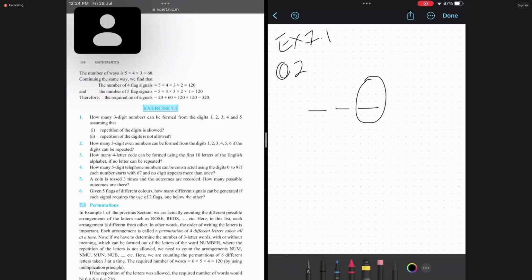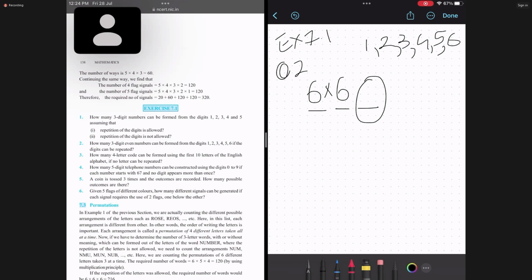No condition has been imposed upon the digit at the hundreds place and tens place, so we can fill them in 6 ways, correct? Because we have 1, 2, 3, 4, 5, and 6 to make up the number. So 6 into 6, because there is no restriction on using any digit in the hundreds and tens place. First of all, I'm going to just go on and write that.